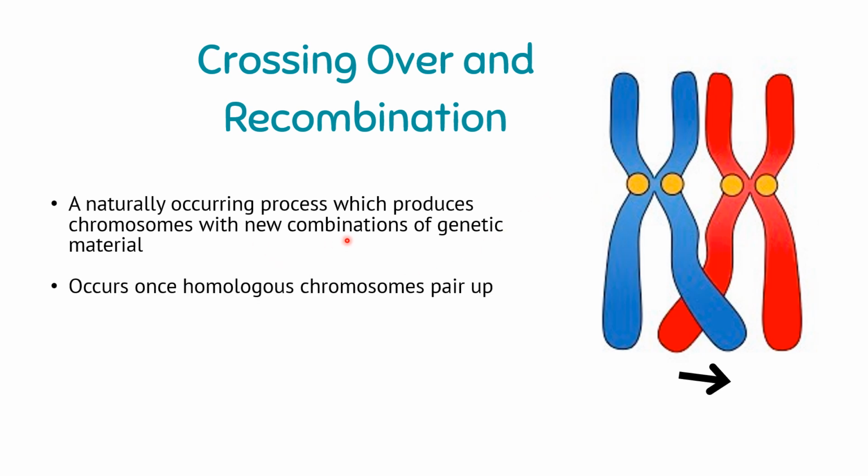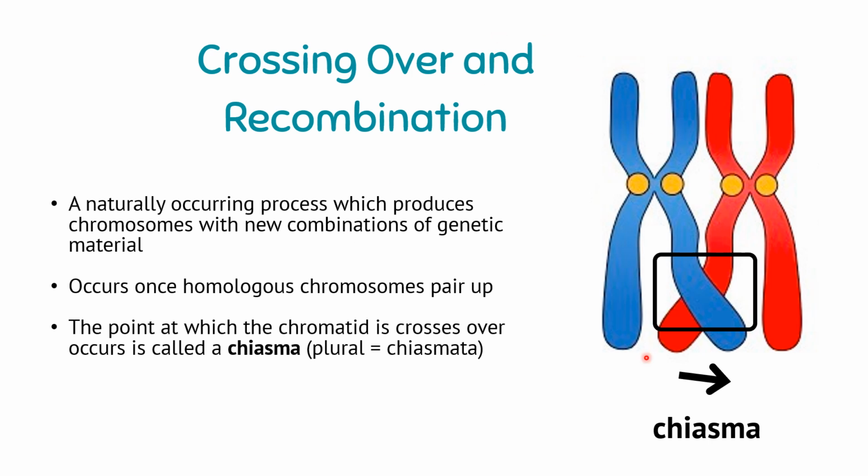So once the homologous chromosomes pair up, what happens is that parts of the homologous chromosomes cross over, like you can see over here in this diagram, and the point at which they cross over is called the chiasma.